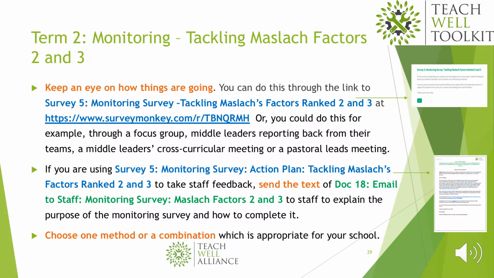At an appropriate time, for example halfway through the term or equivalent, monitor progress of your action plan. You can do this by using Monitoring Survey 5, or you could take feedback from an established group within the school, such as middle leaders, or you could set up a cross-school focus group of volunteers. The results of the monitoring should inform actions you will take in Term 3 to tackle Maslach factors 4 and 5.